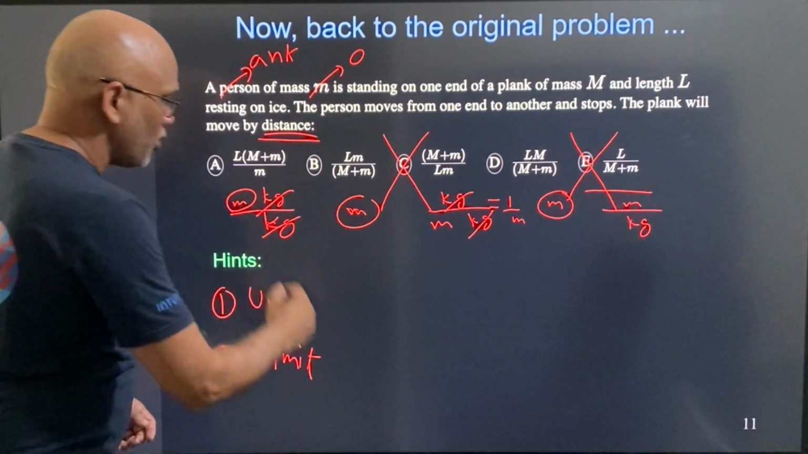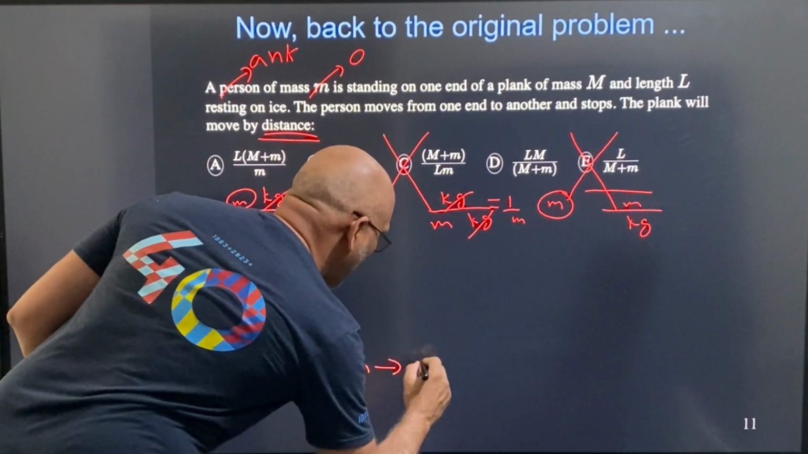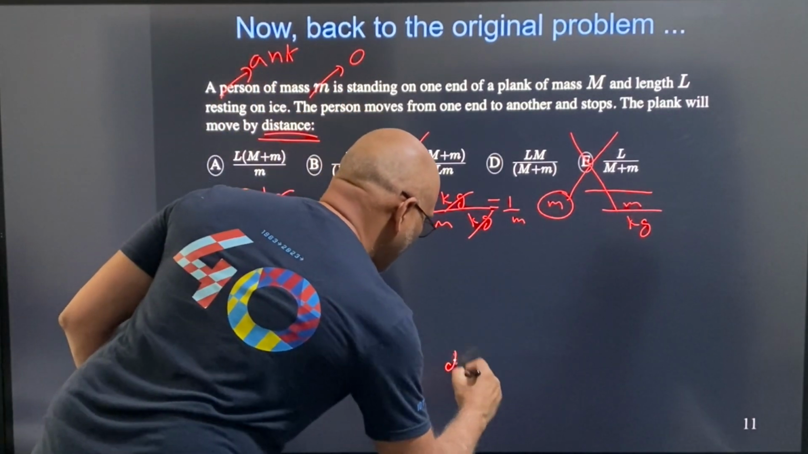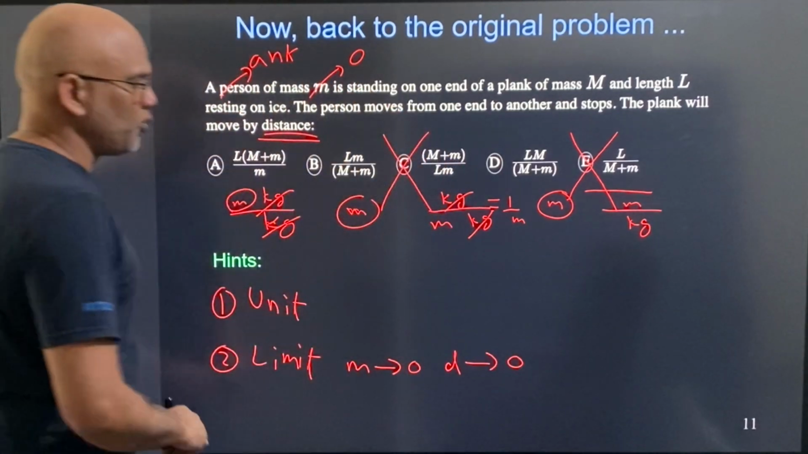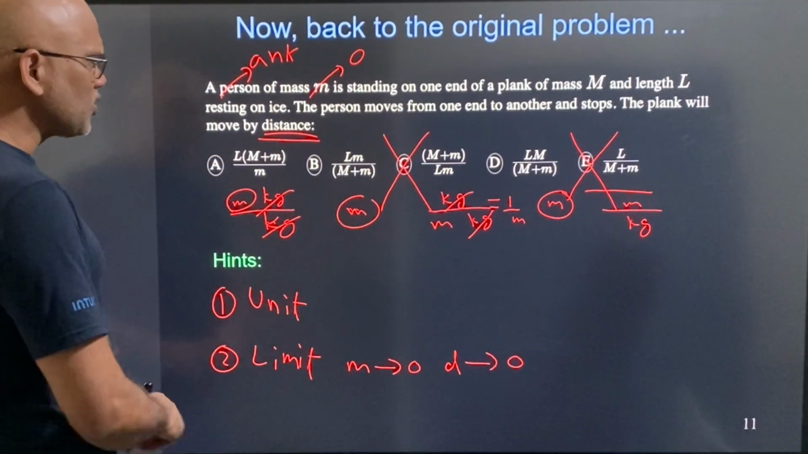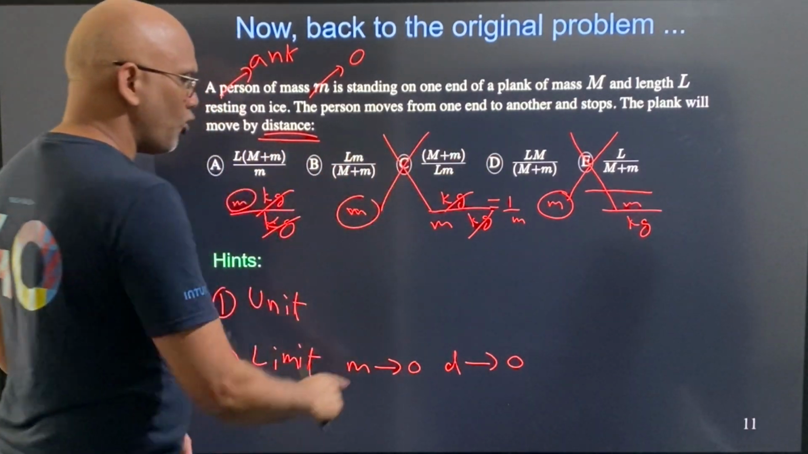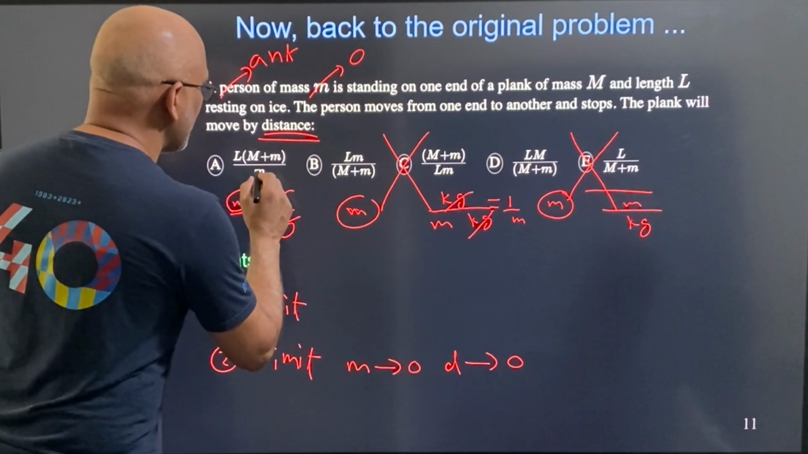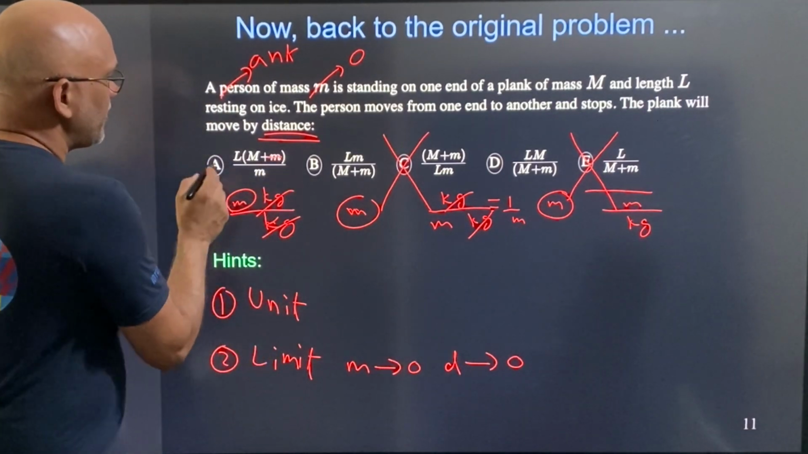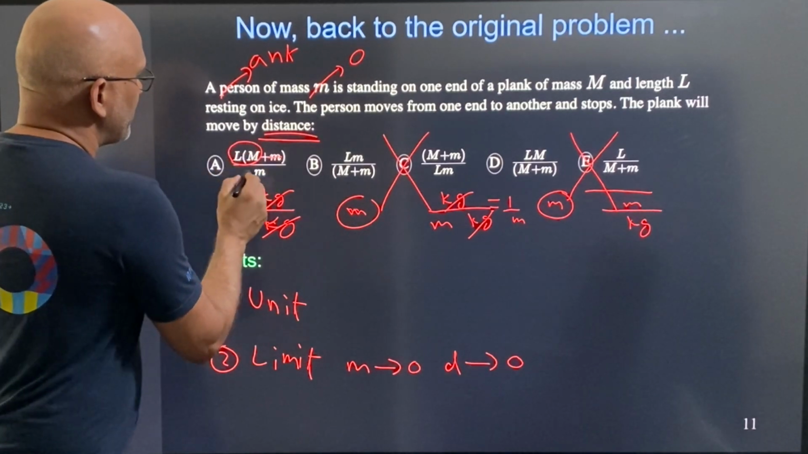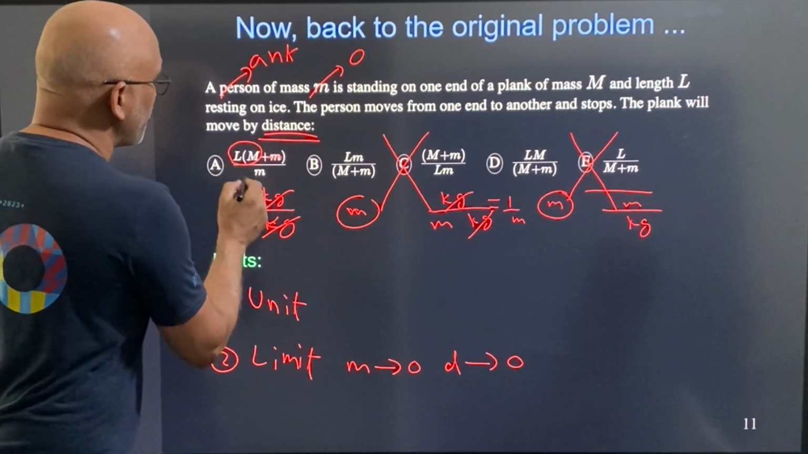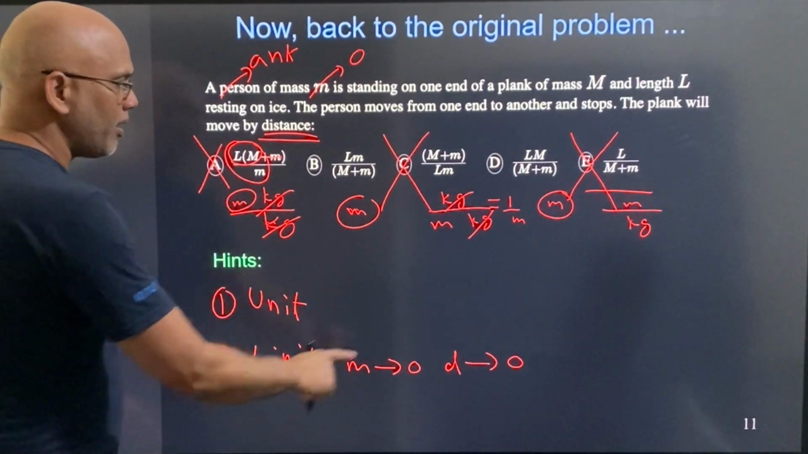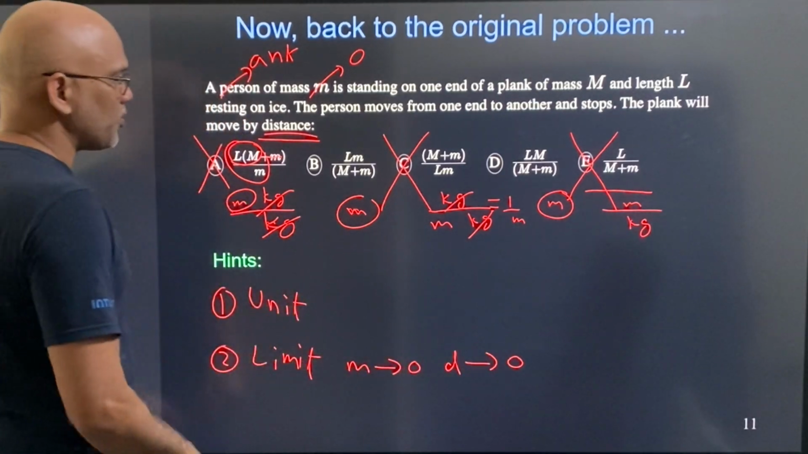So that means in the limit, when m goes to 0, I expect the distance, let me call the distance d, that also should go to 0, right? So let's see which of these expressions obey this. If m is 0, so this is 0. Now this is a finite number divided by a small number, so this is going to be a huge number, right? So clearly this is not going to work because we expect the distance to go to 0.